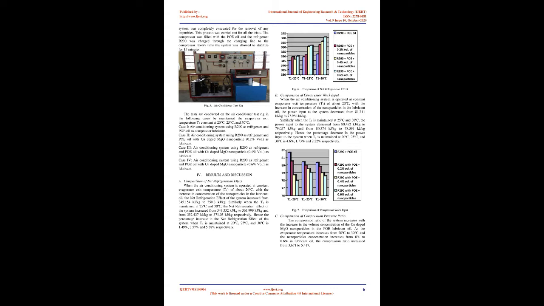The test rig was filled with N2 gas at a pressure of 200 psi and this pressure was maintained for 5 hours. The system was checked thoroughly for leakages using the traditional soap bubble method and ensured for no leakages. The system was evacuated by removing N2 gas. A vacuum pump was connected to the port provided in the compressor and the system was completely evacuated for the removal of any impurities. This process was carried out for all the trials.